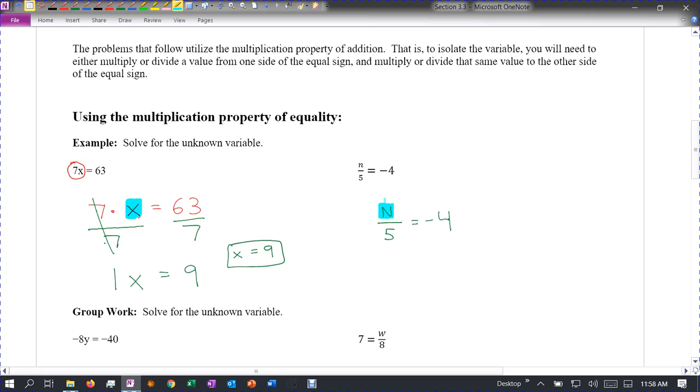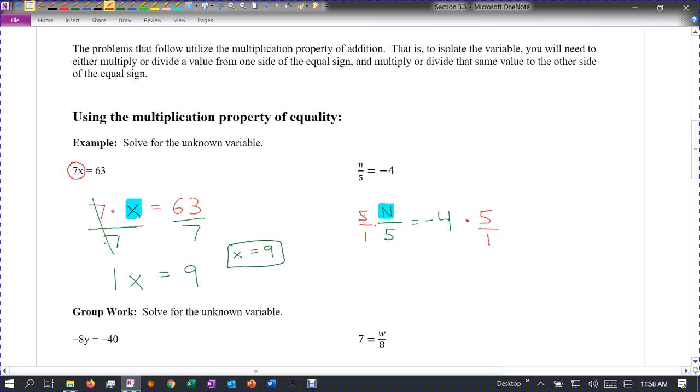Now notice that n is already being divided by 5, and we want to get rid of that. We want to do the opposite of that. We want to undo that division by 5. So what we're going to do is multiply both sides by 5 over 1. And let me do it over here, times 5 over 1.